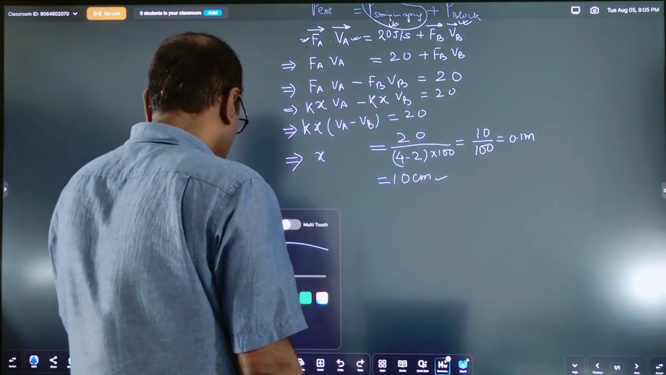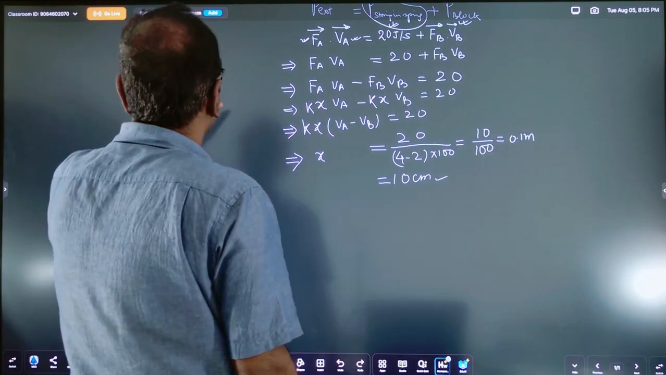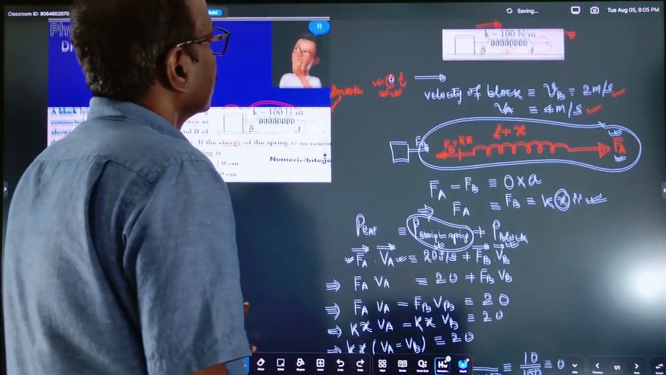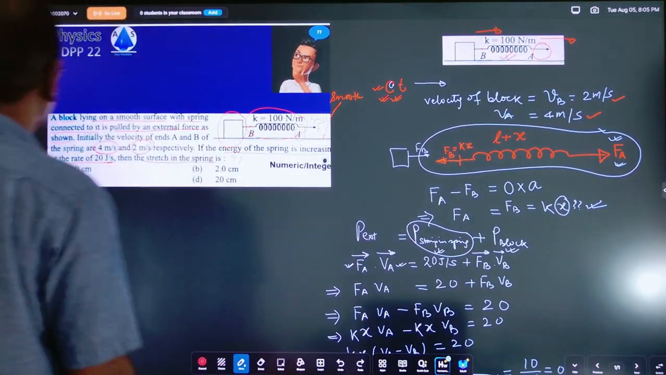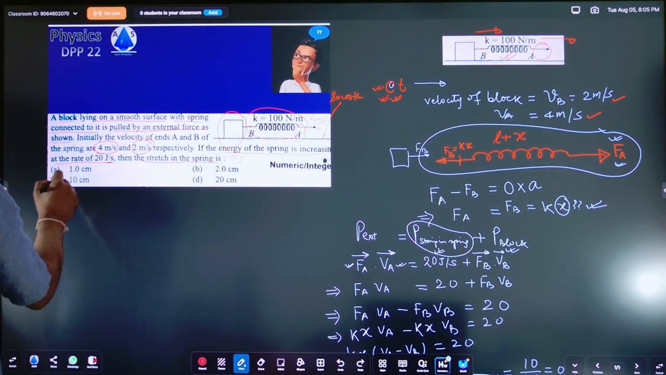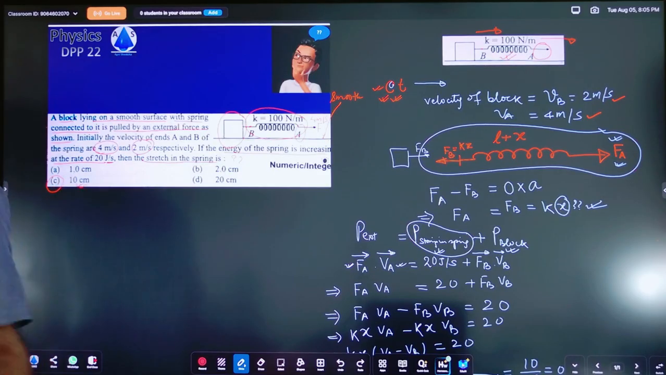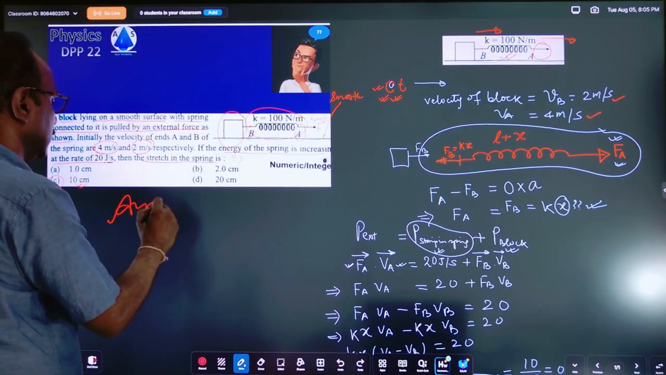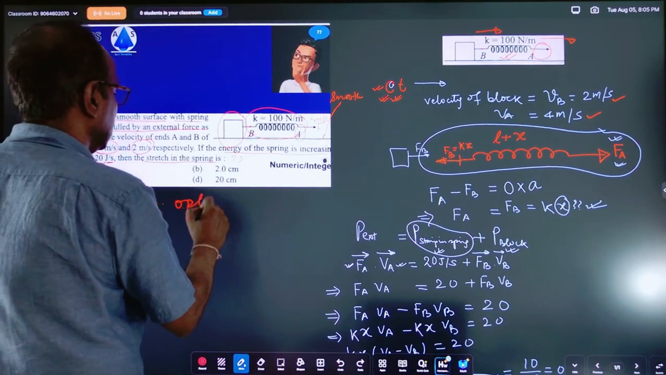Let us go and check the options. C is the option where the stretch has been shown as 10 centimeter. So our answer will be option C.